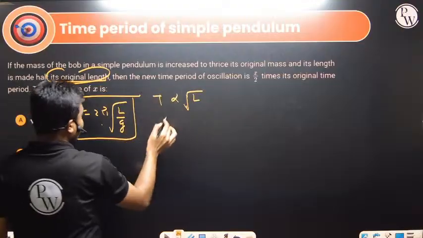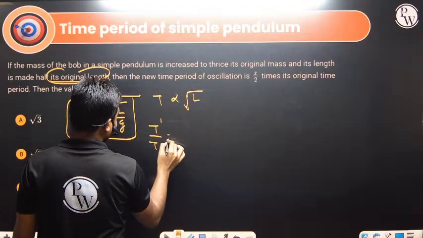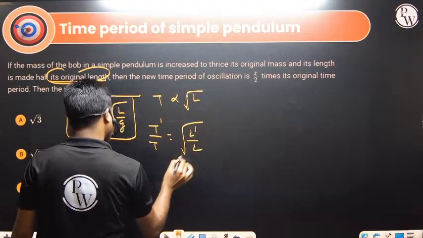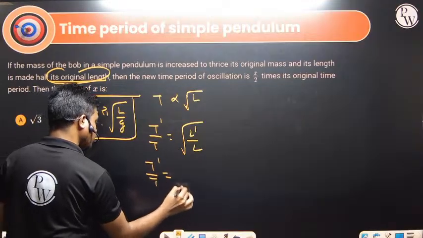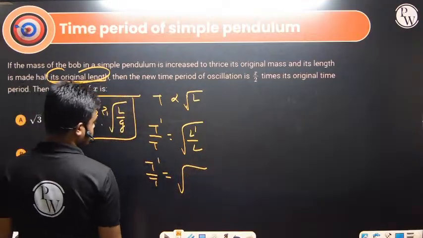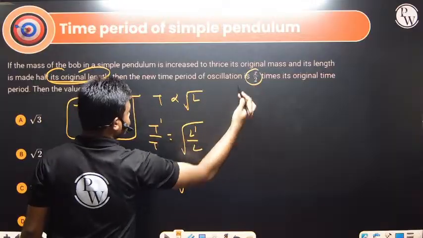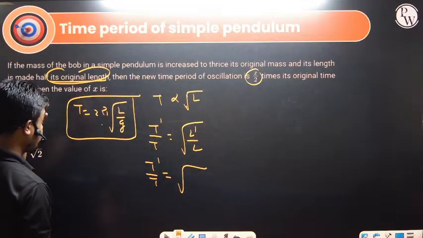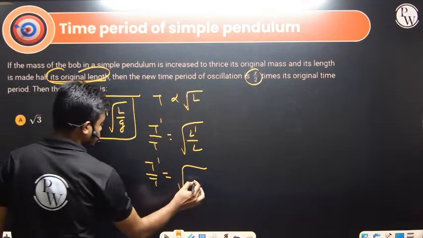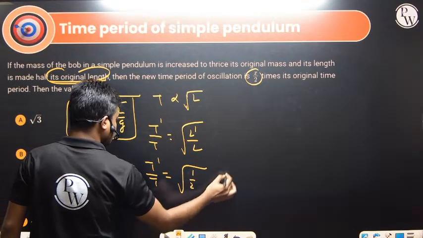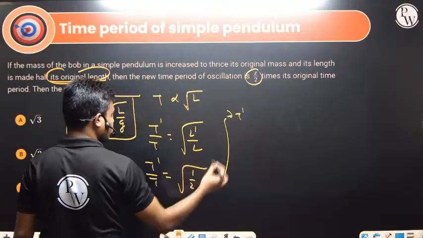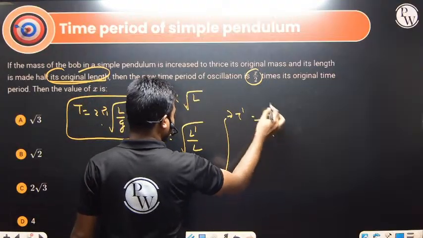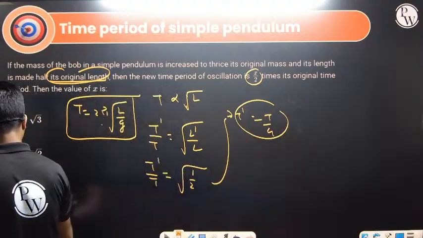What is happening to the new time period? T dash by T is equal to root of L dash by L. What is L dash? Length has become half, no? So this will become 1 by 2. So what is T dash? T dash will become, from here, T by 4. So the answer is option 4.